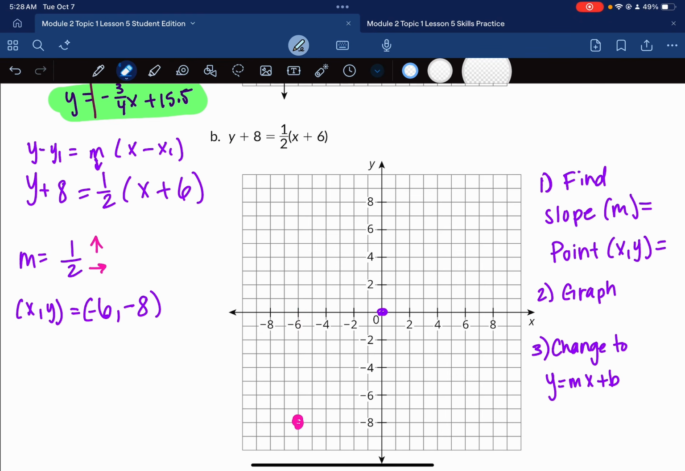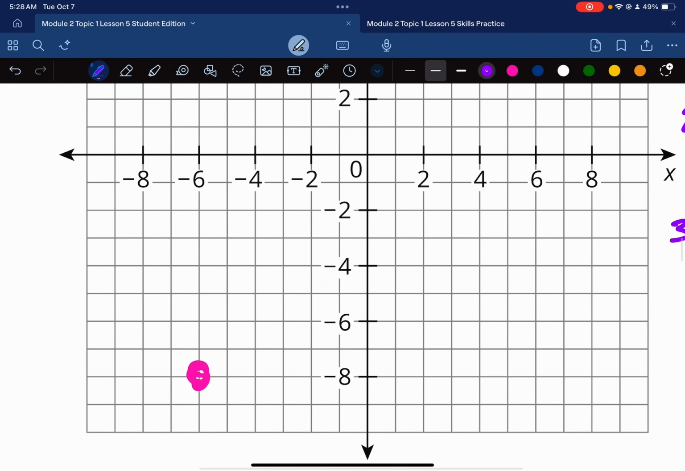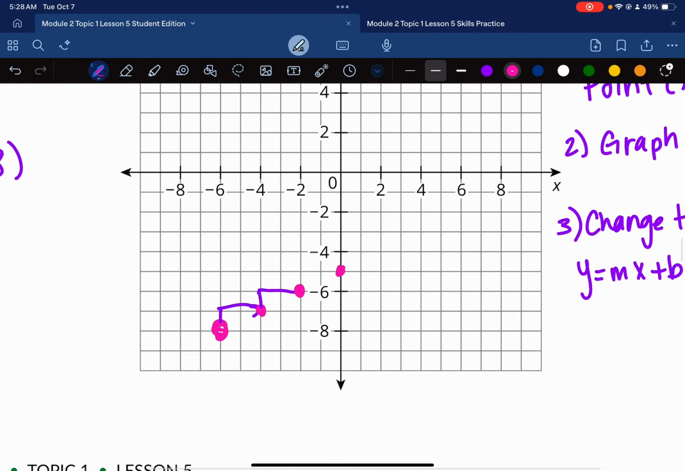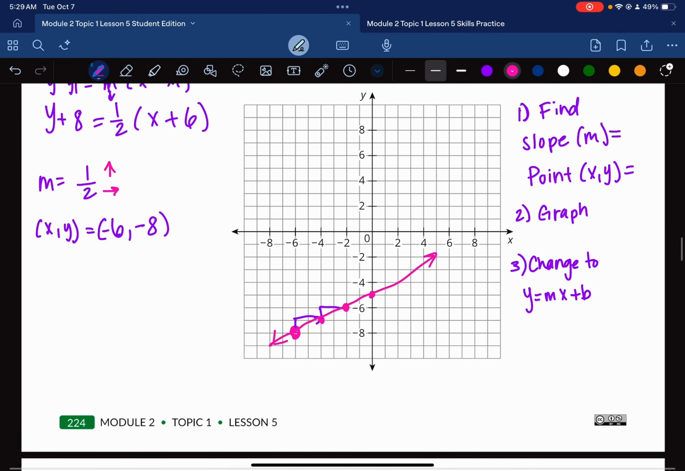All right, next, we need to make more points. How do we make more points? Up 1, right 2. So if I want to make more points, up 1, right 2, bam. Here's my next one. Up 1, right 2, bam. Here's my next one. Let's do one more. Up 1, right 2. All right, graph that line. Bam, bam.